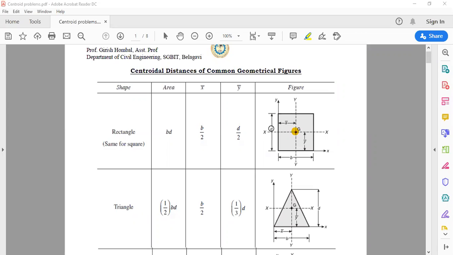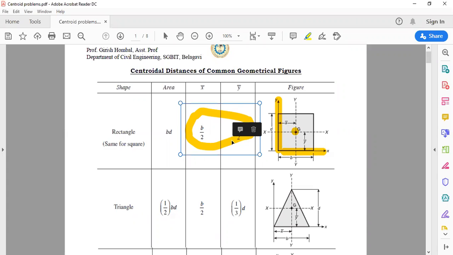But one thing you need to keep in mind, these two values are with respect to these axes, that is the reference y-axis and reference x-axis. Now if I shift these x and y axes somewhere else in the rectangle, then these values will also change. Make a note of it.